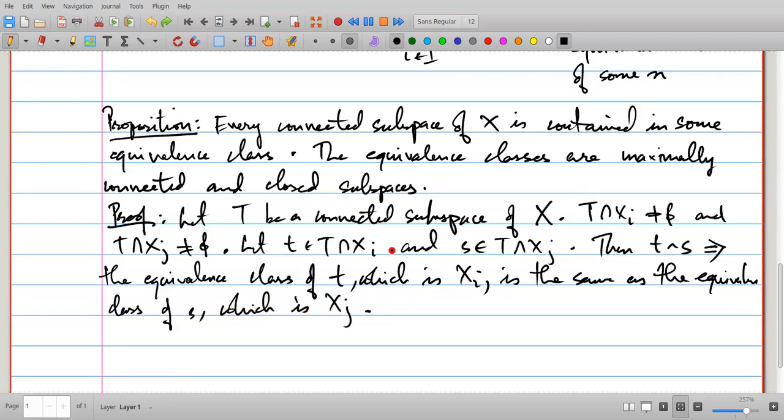But if Xi is different from Xj, this is a contradiction. So if Xi is different from Xj, then this gives a contradiction. So this proves the first assertion that every connected subspace is contained in one equivalence class.